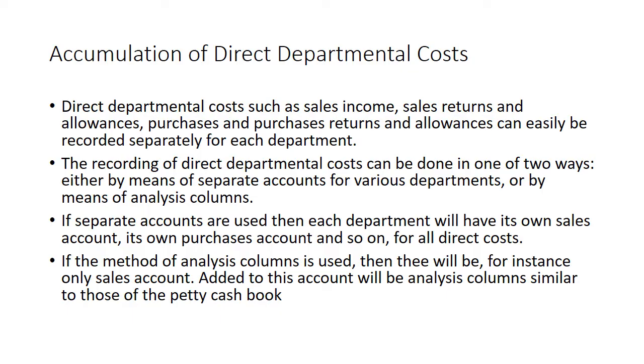The recording of direct departmental costing can be done in two ways. It might be in separate accounts. So each department, if it's Department A, may be maintaining its books of account, its sales, its purchases, and so forth. Or it might be done by means of analysis columns, a columnar approach. If separate accounts are used, then each department will have its own sales account, purchases account, and so forth. Now, if the method of analysis columns is used, then there will be only one sales account for both departments.